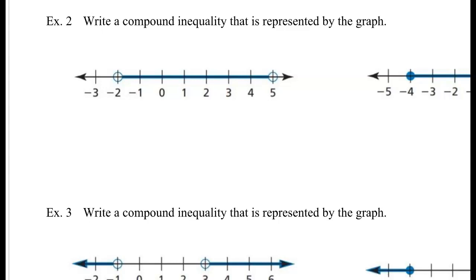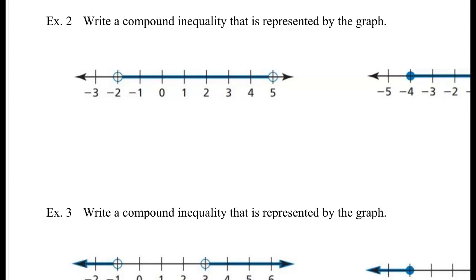This is Mrs. Sturgeon, and we are going to talk about how to write a compound inequality given a graph. So let's go ahead and jump right in. We're looking at the first graph right over here under example 2. Notice on the graph, I have two open circles. One of them is at -2, one of them is at +5. So I will be using both of those numbers as I'm writing my compound inequality.